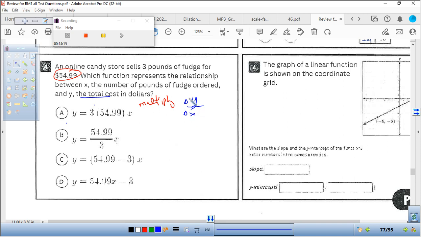And it's telling you here which represents the function between X, the number of pounds, which is the number of pounds? 3. So 3 goes on the bottom. And the total cost. The total cost is what? 5.49? And remember, it's always going to be changing Y over changing X. So you have to set it up like this, which is basically your slope, and here it is, B.